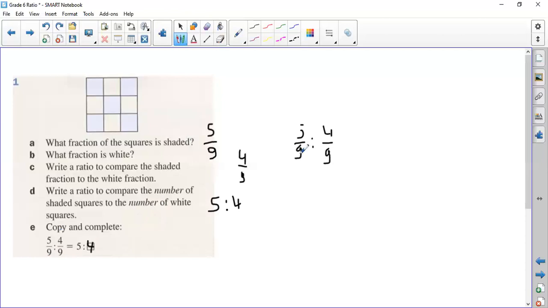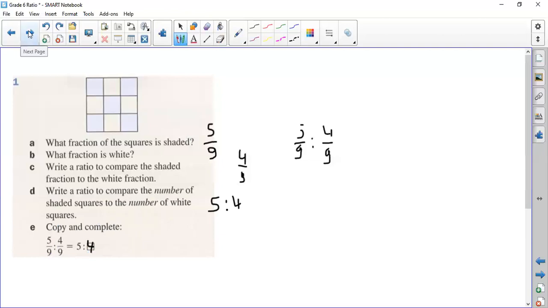Okay, so since these have the same denominator, they can easily be simplified or taken out, and it is the same as taking 5 to 4. So if we have fractions as ratios, we have to equalize the denominators so we can take them out, and the ratio will remain with the same numbers.